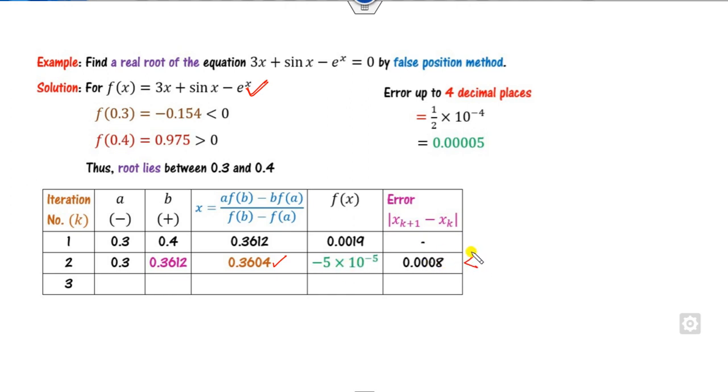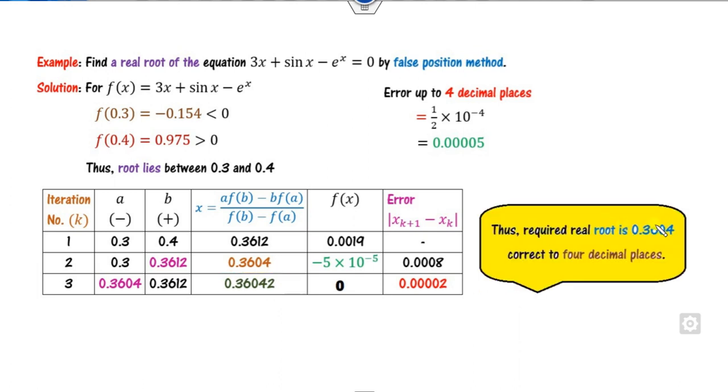Clearly this number is not less than this number. Although f of x is almost 0, the error is not less than this. Then we can find the third number. Since this is a negative number, we replace this number with a negative sign and this number as such. Now clearly this number is less than this, then you can get the required answer here. You can convert into 4 decimal places, and you will get the required answer.